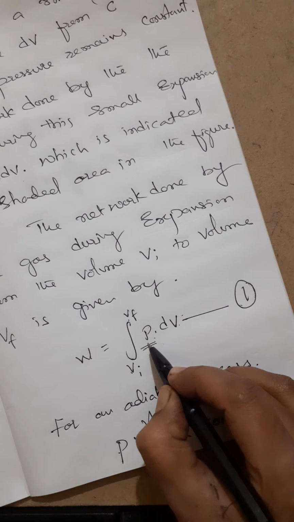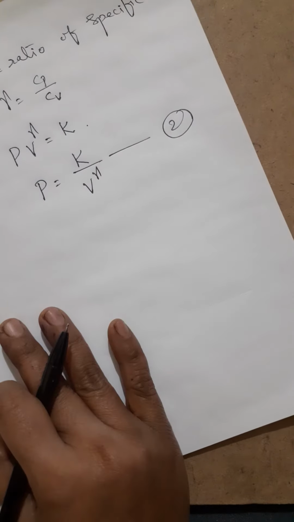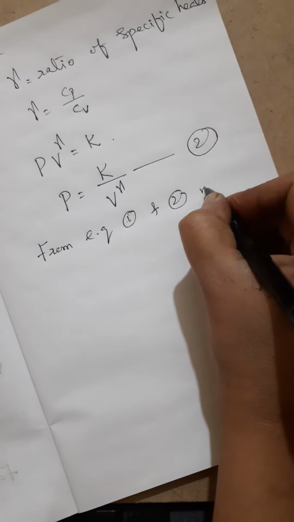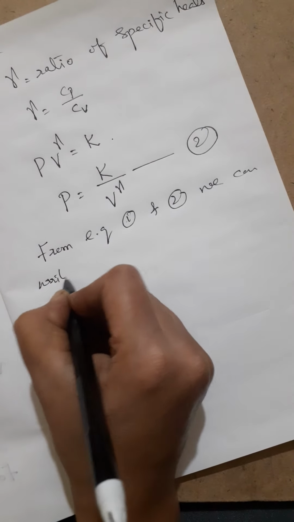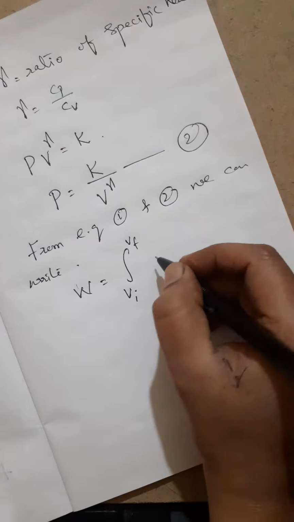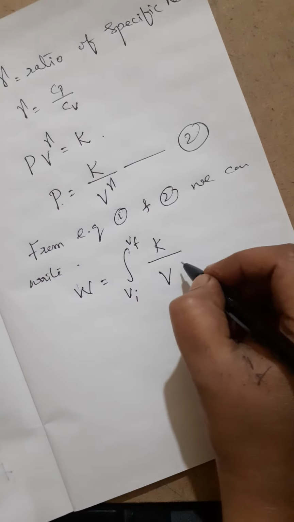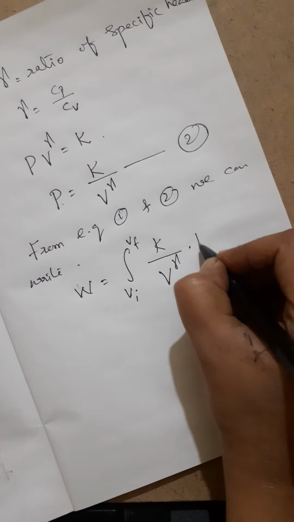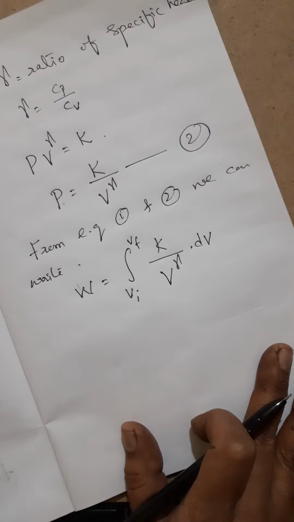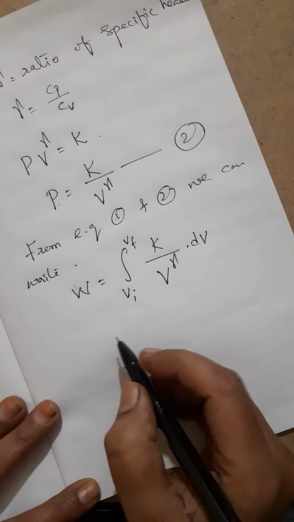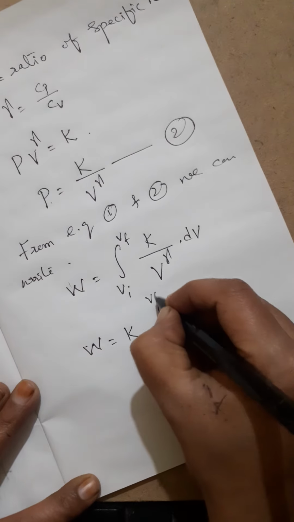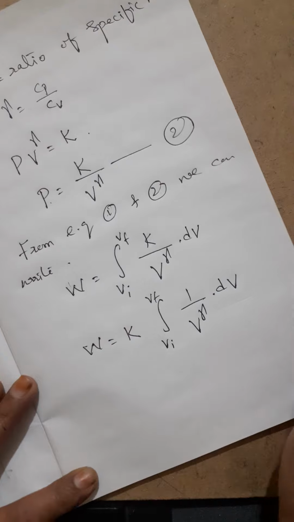Now we got the value for P. Now we have to substitute equation number 2 in equation number 1. So from equation number 1 and 2 we can write W is equal to the integral from Vi to Vf of K by V to the power of gamma dV, substituting the value of K by V to the power of gamma in place of P. Now K is a constant, so we can take K out: K times the integral from Vi to Vf of 1 by V to the power of gamma dV.